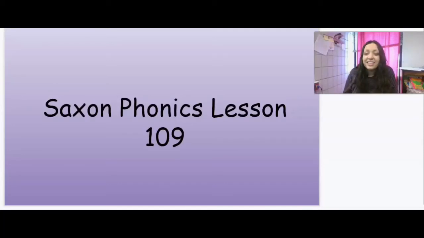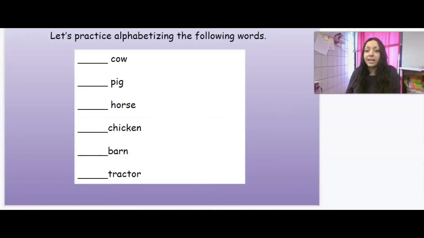Good morning. So this is going to be Saxon Phonics Lesson 109. And remember, yesterday we learned about a brand new digraph, PH, which made a really unexpected sound, because remember, the PH made the sound. It sounded like the letter F. So today we're going to start by practicing alphabetizing some words, okay?